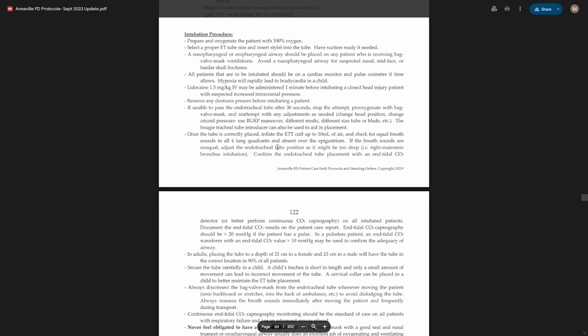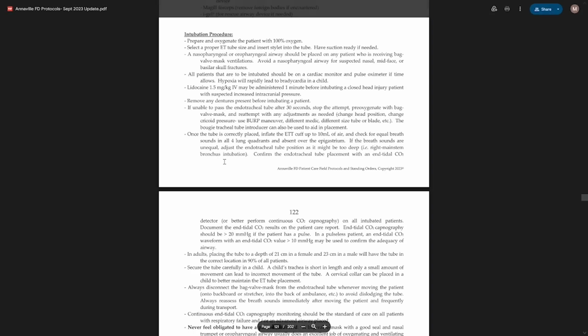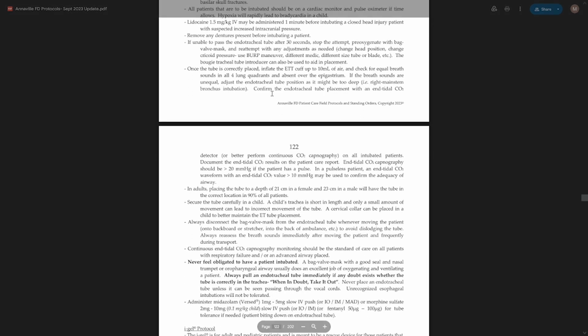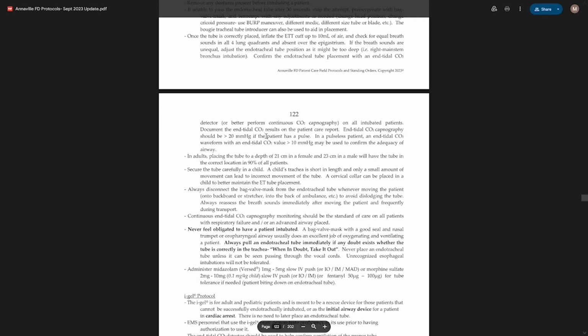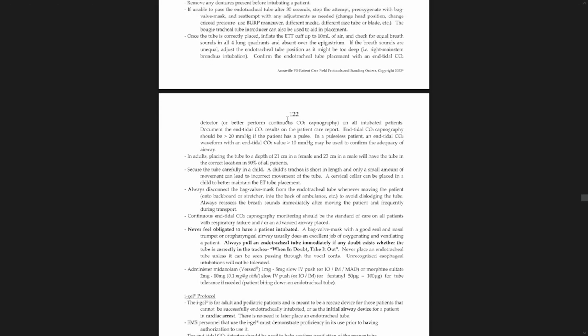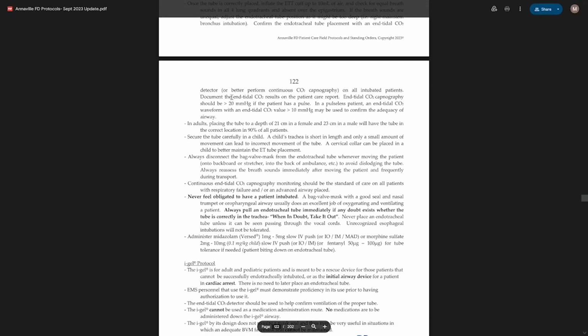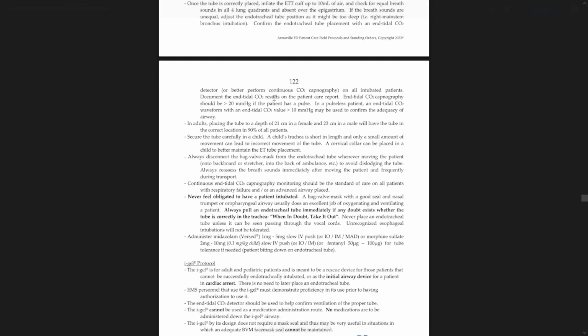If the breath sounds are unequal, adjust the endotracheal tube position as it may be too deep, i.e. a right mainstem bronchus intubation. Confirm the endotracheal tube placement with an ETCO2 detector, or better, perform continuous CO2 capnography on all intubated patients. Document the end-tidal CO2 results on the patient care report.